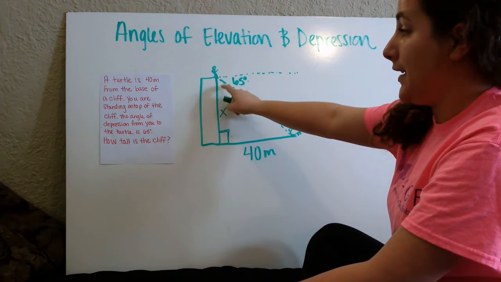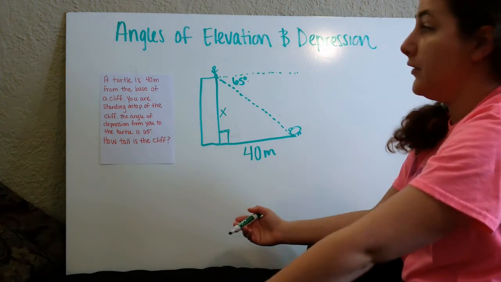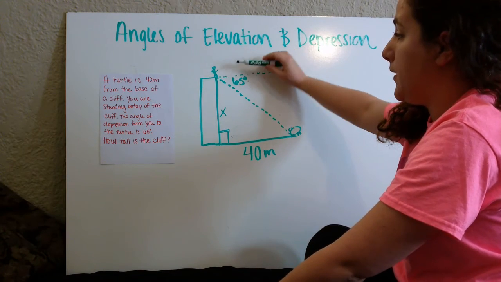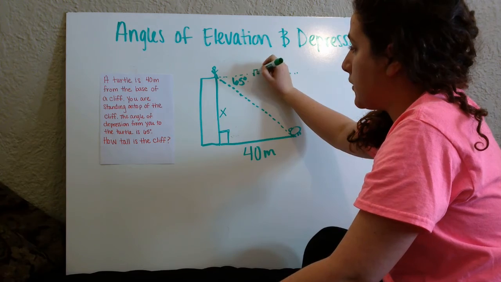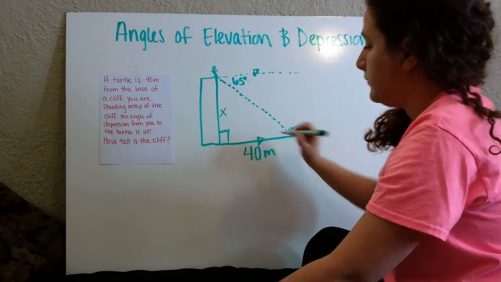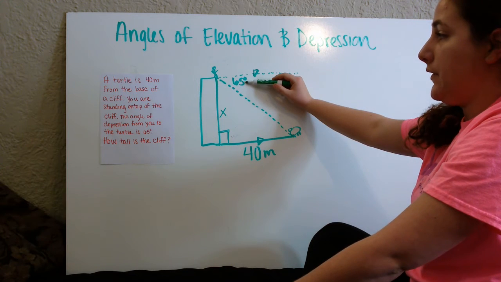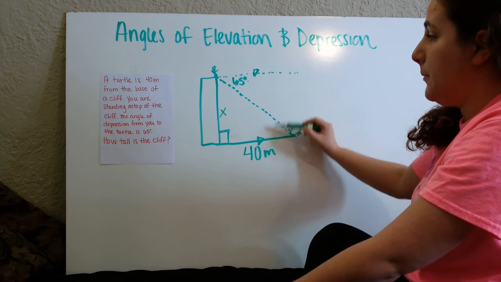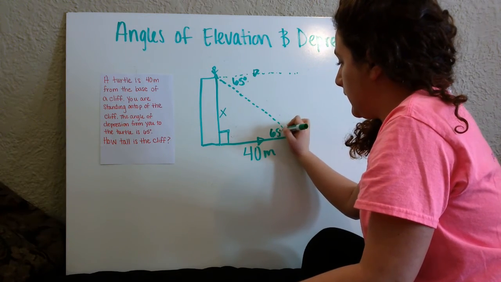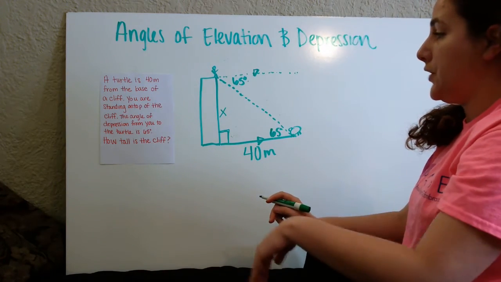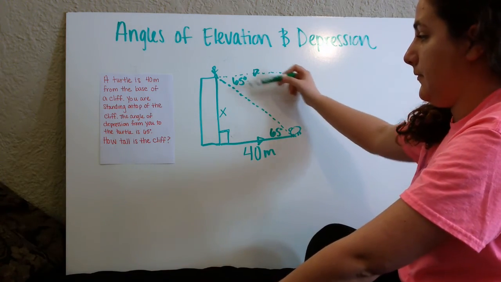Make sure you don't make this the angle of depression. The angle of depression always has to go from horizontal to down. But if you notice, we have a horizontal line here and a horizontal line here. These lines are actually going to be parallel. So that means that the 65 degrees could also go here because these are alternate interior angles. The angle of depression and the angle of elevation are always going to be the same.